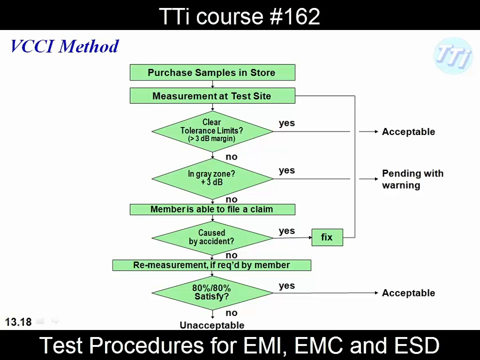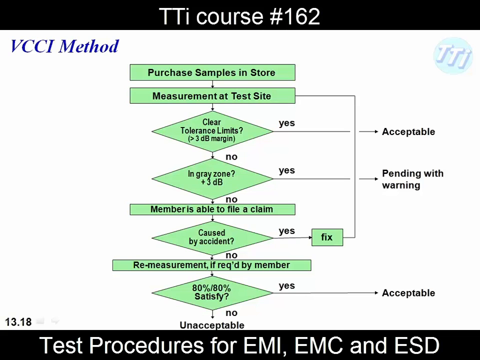But then again, if it's greater than 3 dB as far as this margin, there's a possible gray zone. So you actually say, all right, we've got a little possible warning here. It's sort of a gray zone. But if it's not, you're able to file a claim. Members are able to file a claim. Did it cause an accident? Yes. Fix it.